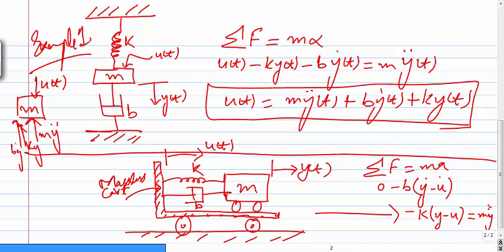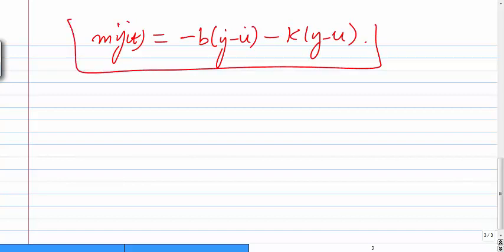Okay, so let me rewrite here. Dots are not written: one dot here, other dot here. So this is the equation. If we rewrite the equation on the next page, it becomes m y(t) double dot is equal to minus b times y dot minus u dot, minus k times y minus u. So this is the answer that you are getting.